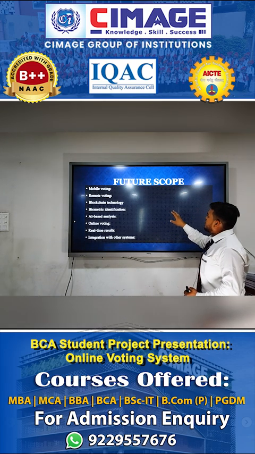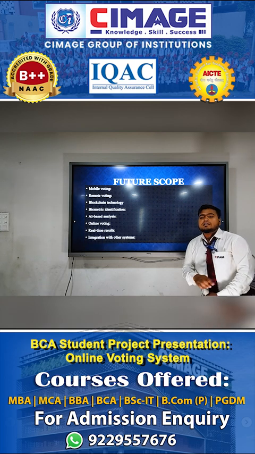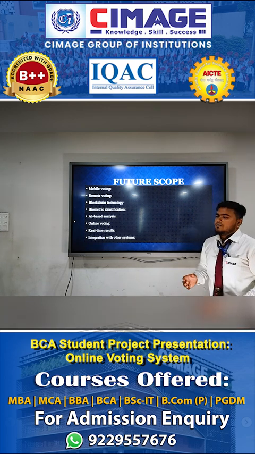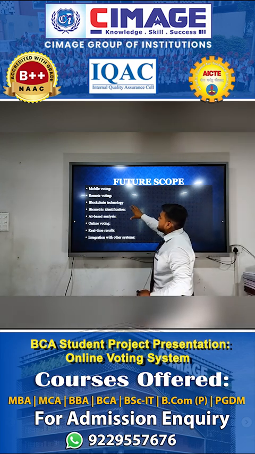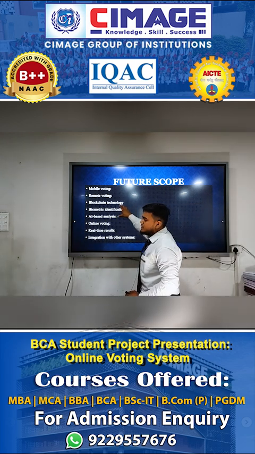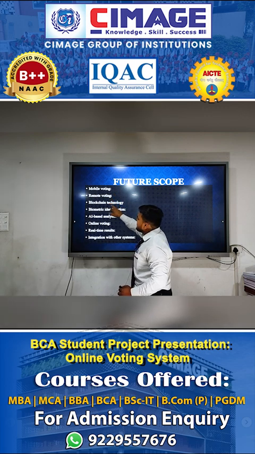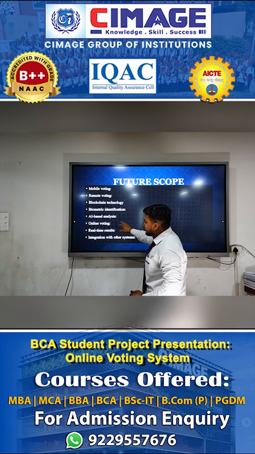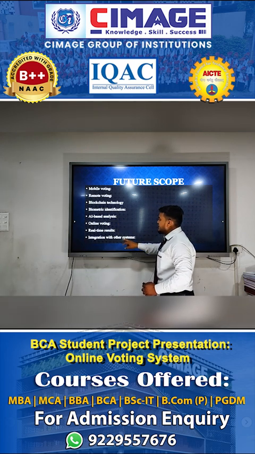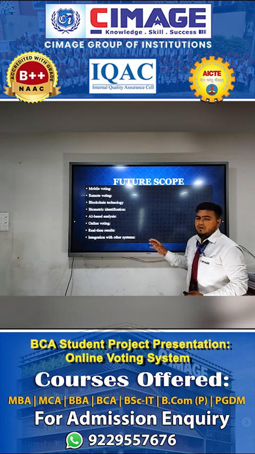Now let's talk about the future scope of this project. When I'm talking about the future scope, what are the advancements that need to be done after the project? So here are the advancements that we think we will be able to do in future, like mobile voting, remote voting, blockchain technology, biometric identification, AI based analysis, online voting, real-time results, and integration with other systems. So let's understand each and every term one by one.